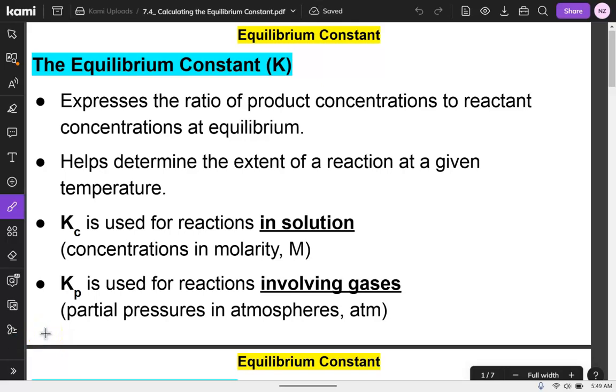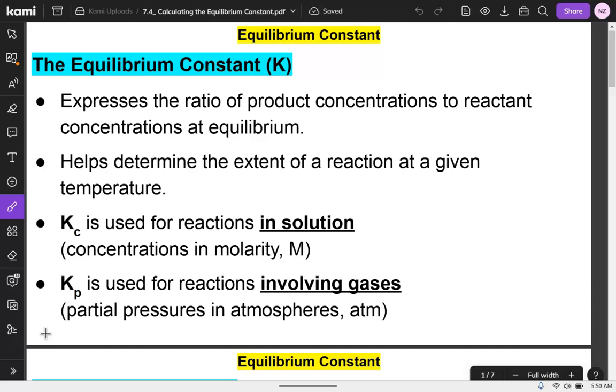In this video, we're going to go through calculating the equilibrium constant. So let's begin by reviewing what equilibrium is. Remember, in equilibrium, the rate of the forward reaction is equal to the rate of the reverse reaction, so products and reactants are being formed at the same rate. The equilibrium constant expresses the ratio of product concentrations to reactant concentrations when we achieve equilibrium. The purpose of the constant is to help determine the extent of a reaction at a given temperature.